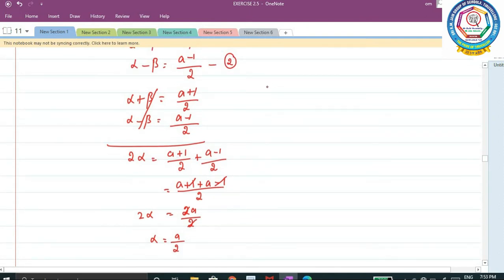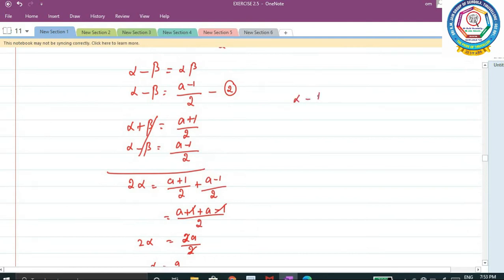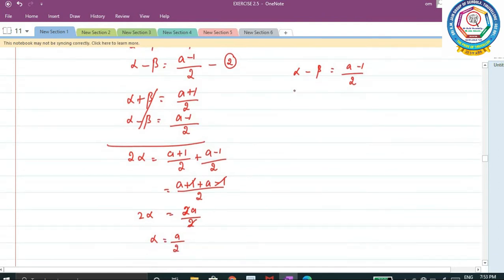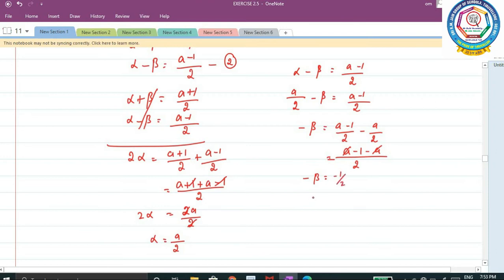So alpha is equal to a by 2. So alpha minus beta is equal to a minus 1 by 2. So alpha we got it, a by 2. So a by 2 minus beta is equal to a minus 1 by 2. So minus beta is equal to a minus 1 by 2 minus a by 2. If here 2 is common, a minus 1 minus a. Minus a plus a will cancel. Minus beta is equal to minus 1 by 2. So beta is equal to 1 by 2.